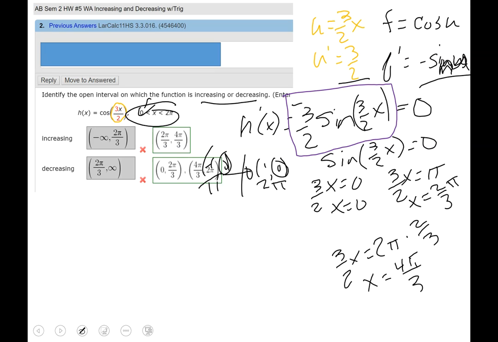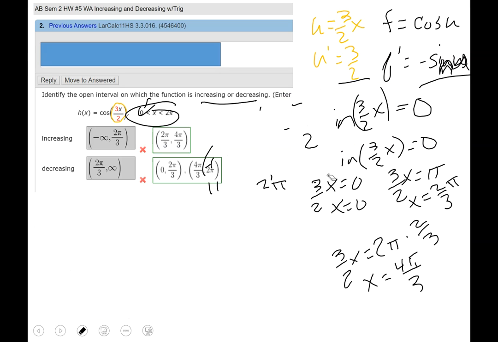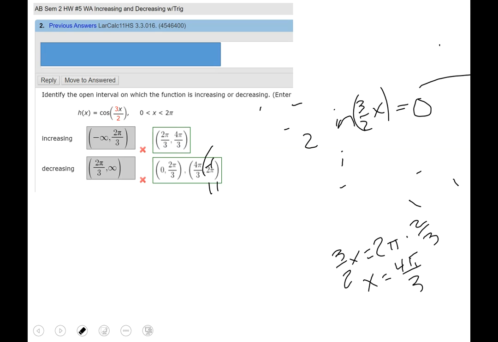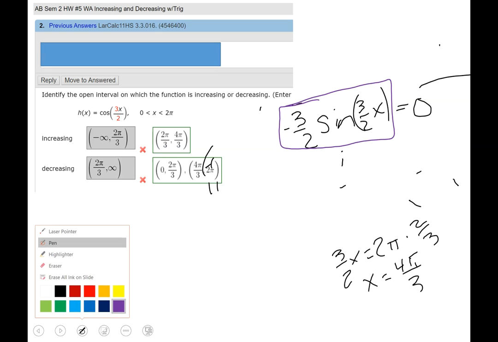Okay, I'm going to do some erasing here because I just don't have room. I did not want to erase my derivative, though. I'm going to have to put that back. All right, so let me rewrite my derivative, which was negative 3 halves sine of x. Okay, let me box that again because it's important that we know that information. Okay, so now we're going to do our sign chart.